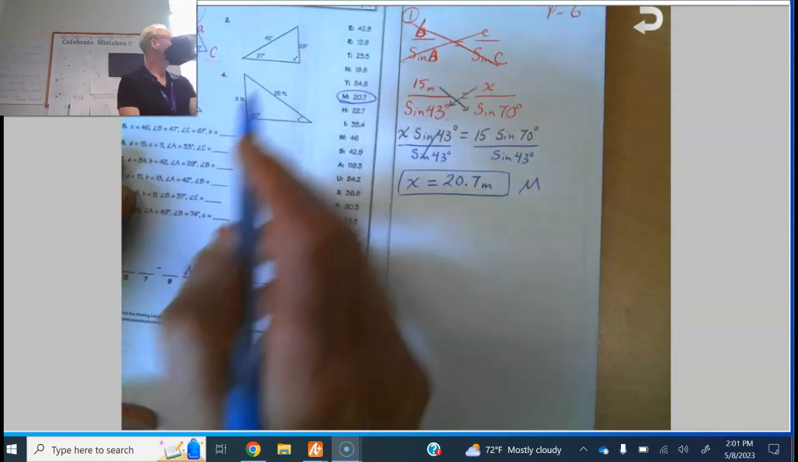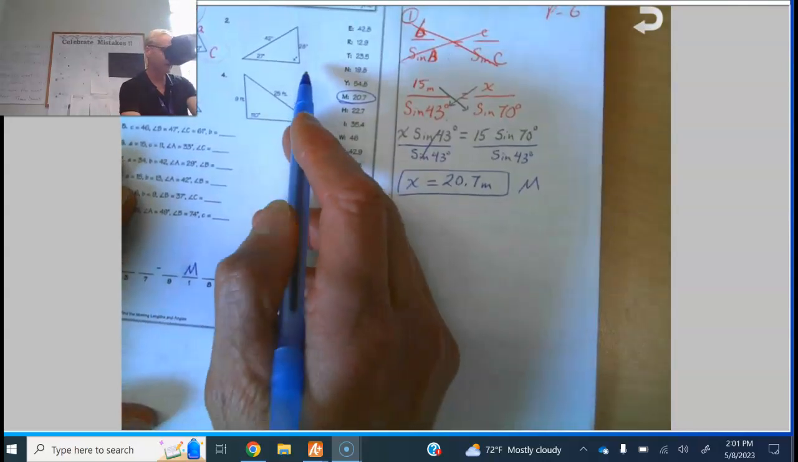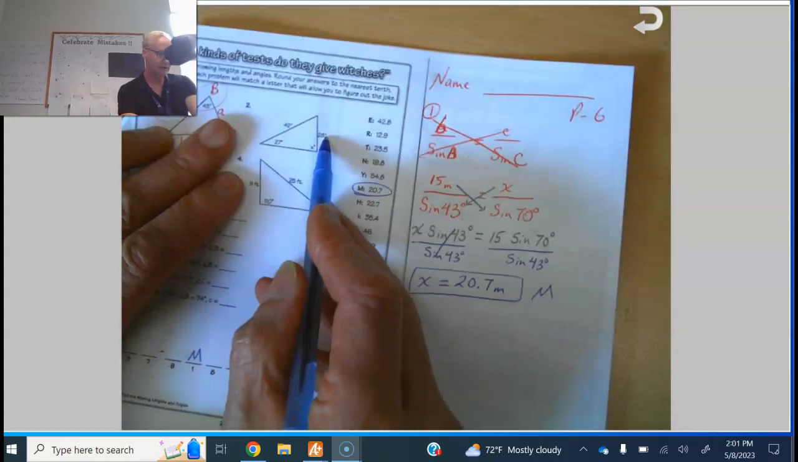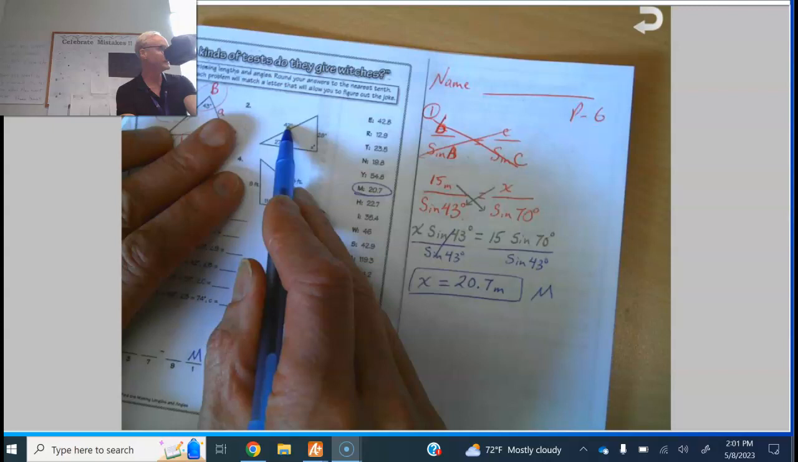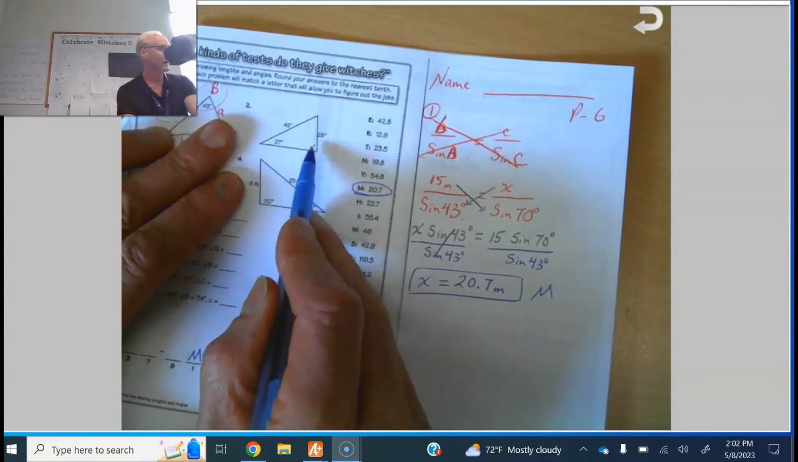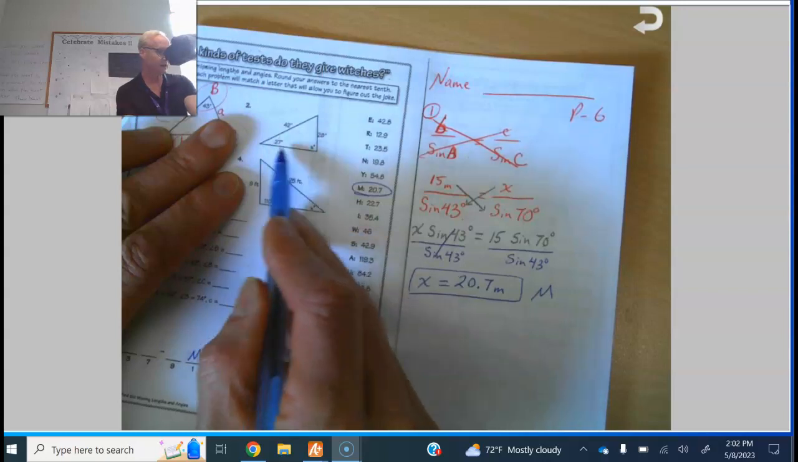Now, number 2 is a different type of problem. I've still got an angle and an opposite side. I've got an angle and an opposite side, but this time they don't want me to find the side, they want to find the angle. I can still set it up in a lot the same way, though.